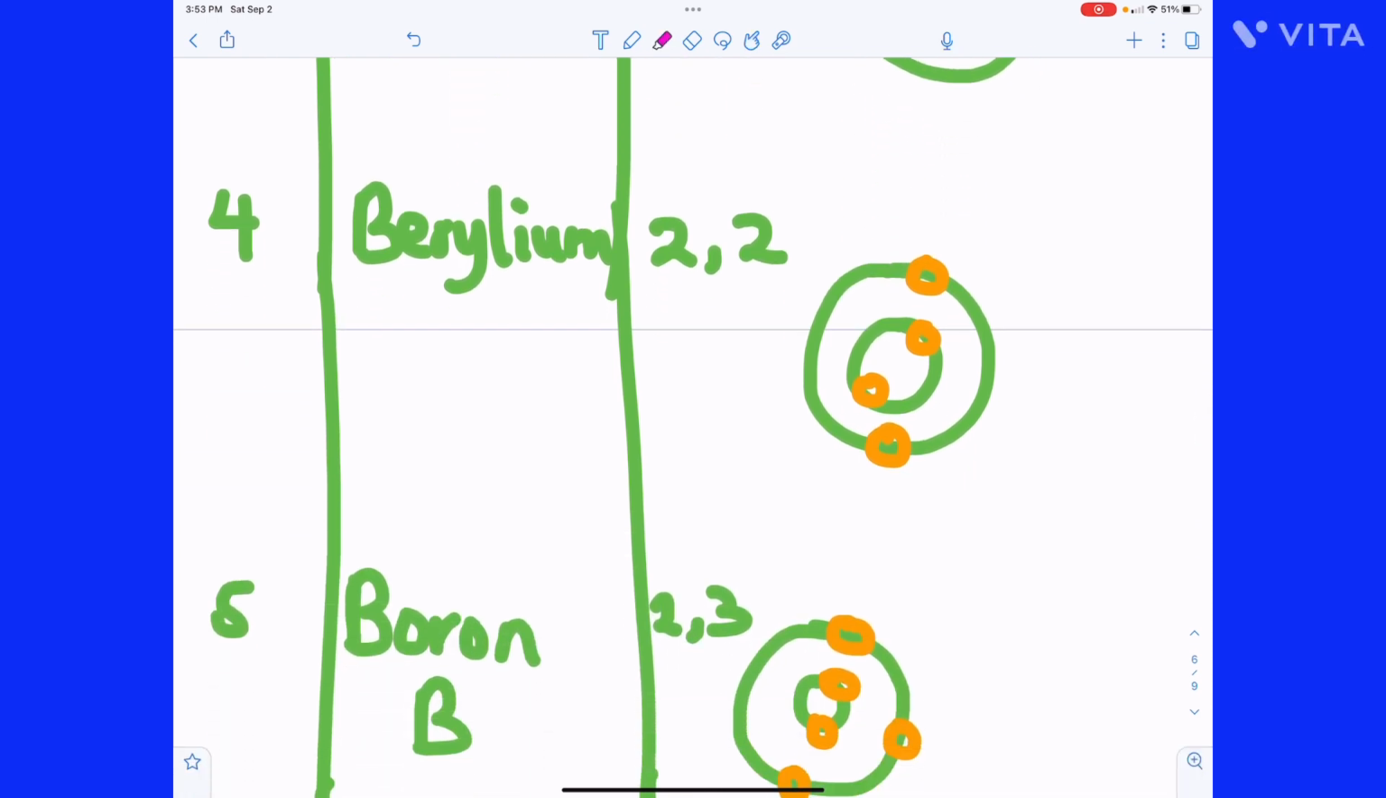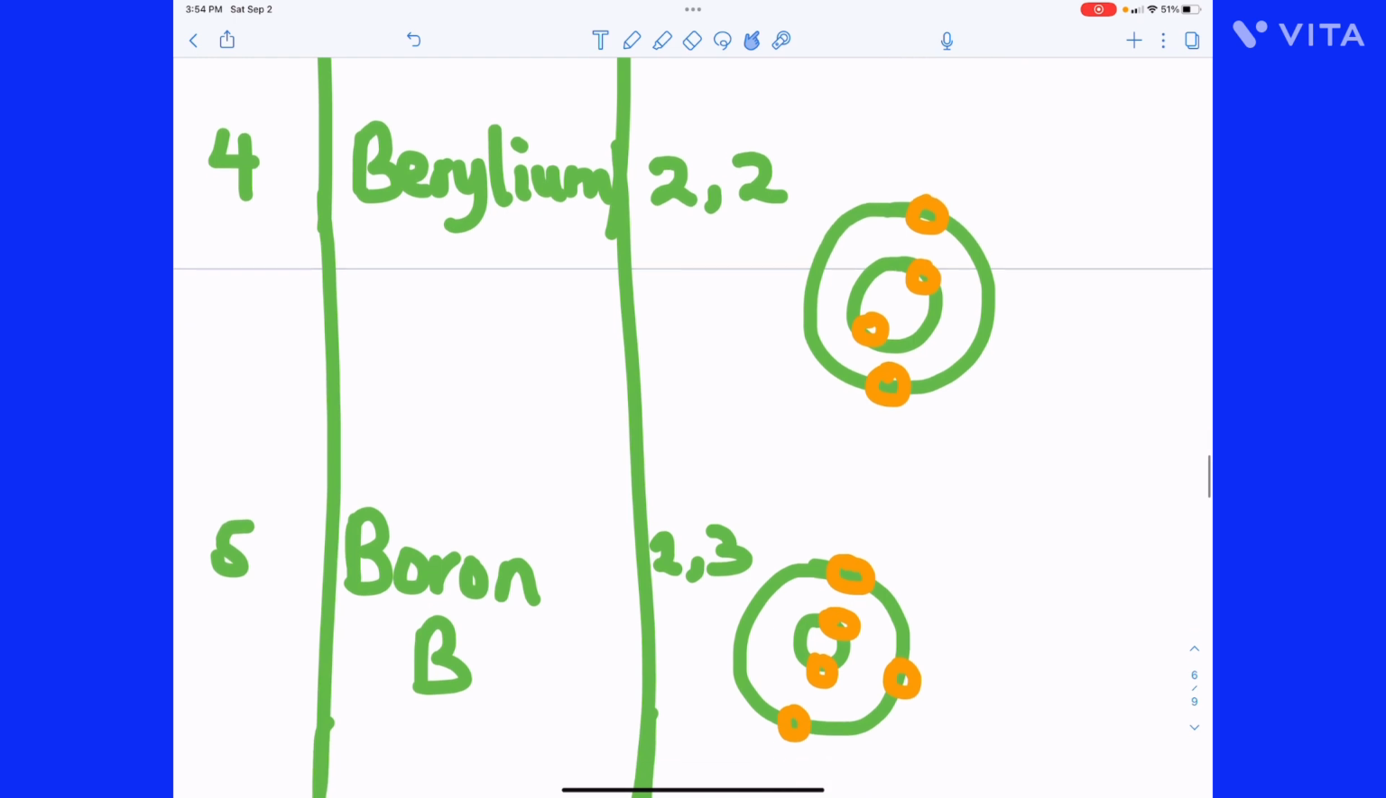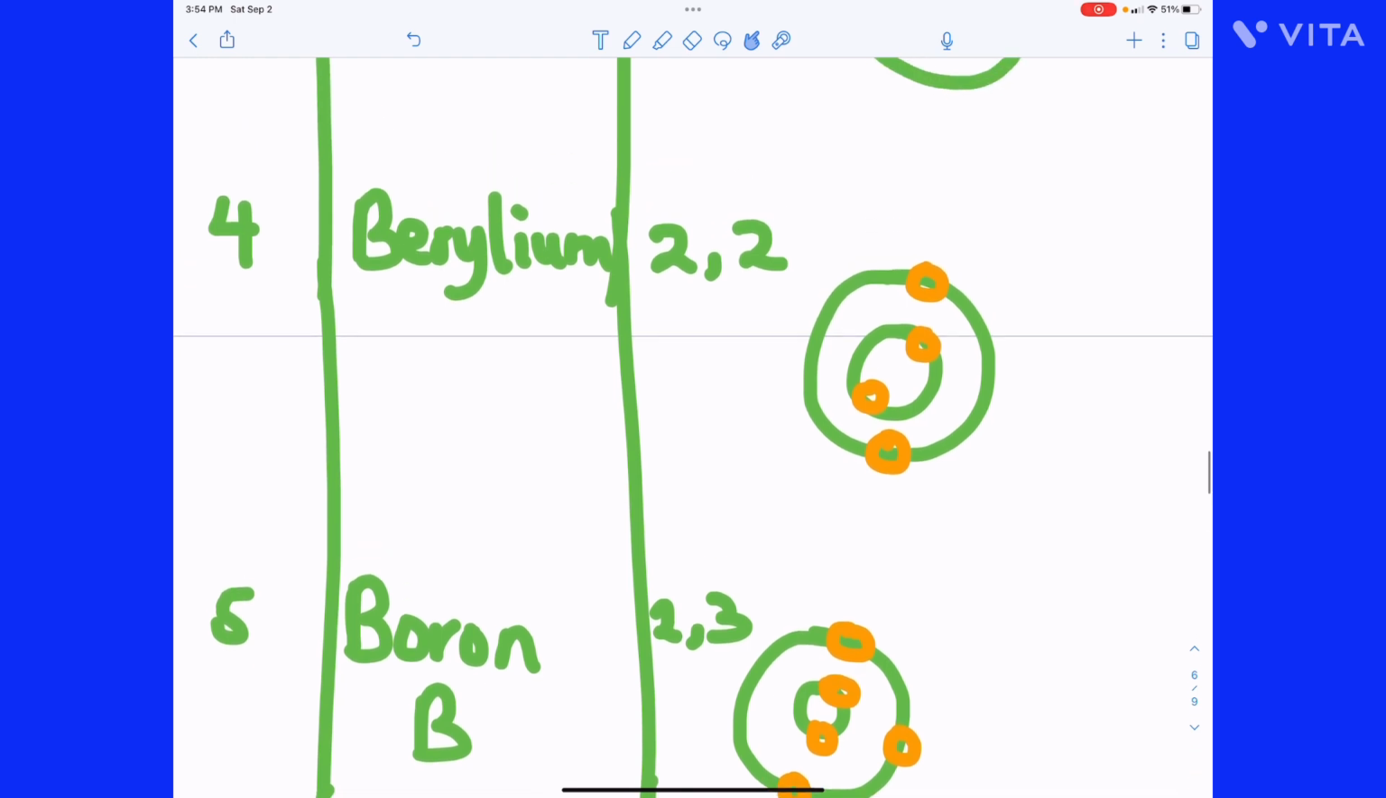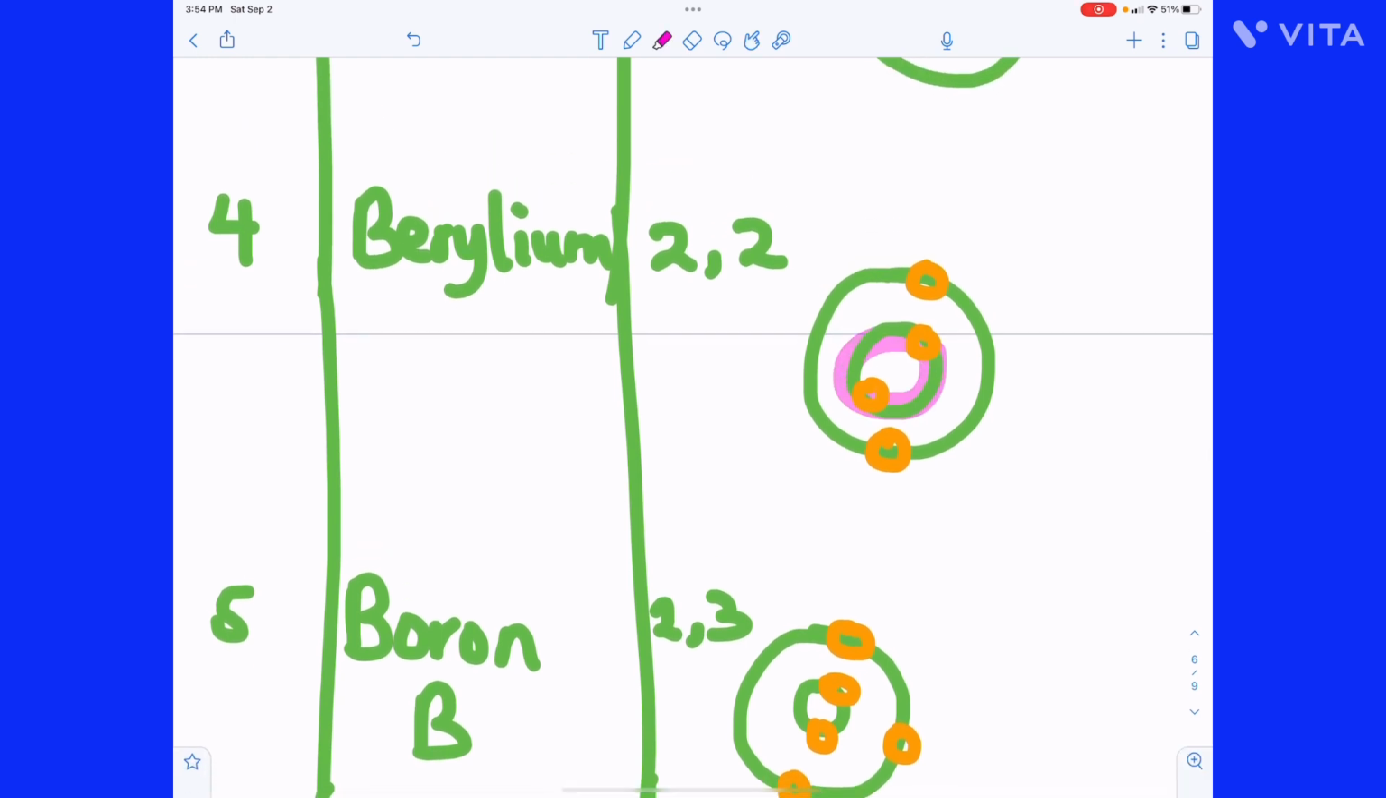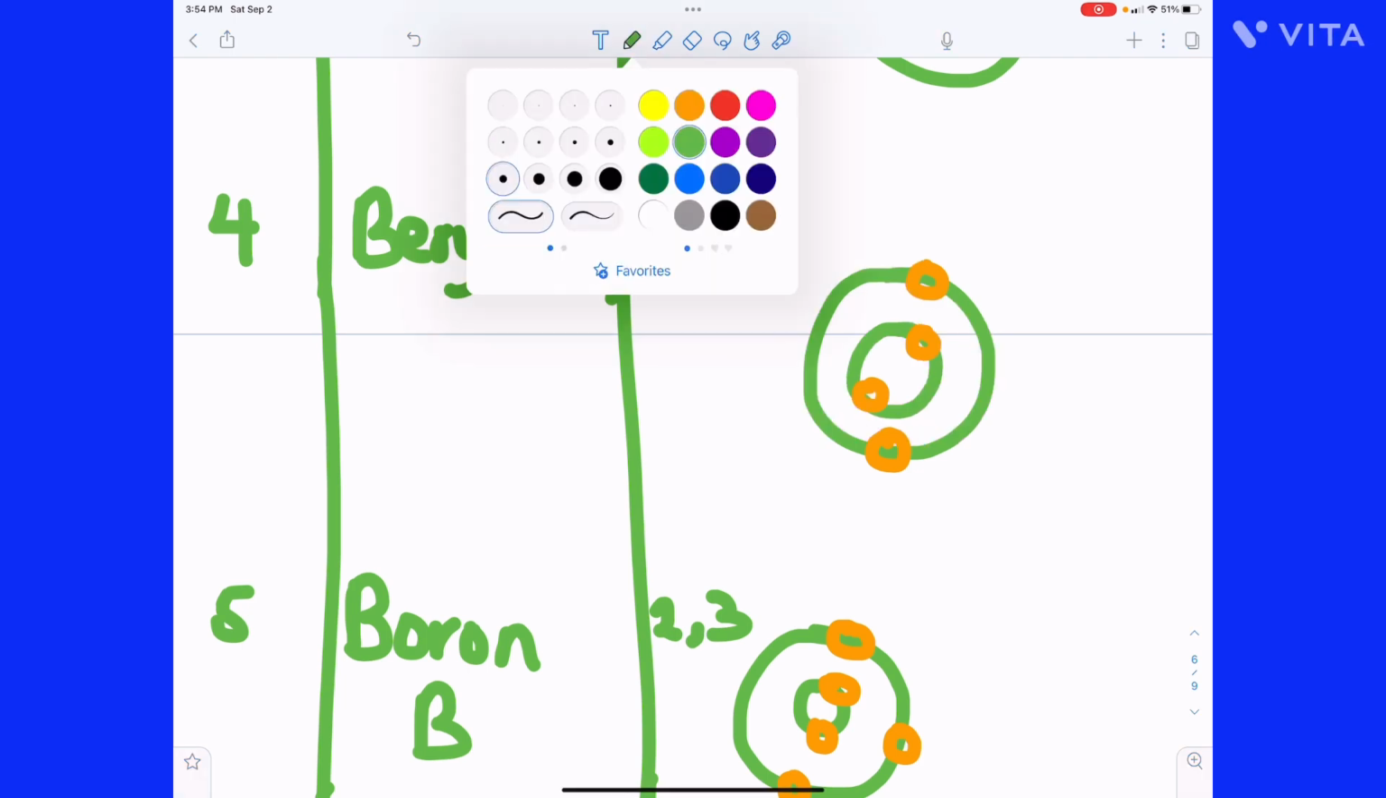Beryllium, an atom of beryllium has 4 protons in it, and 4 electrons in it. So with 4 electrons, the first shell will take 2, the second shell will also take 2. So that's 2, 2. These shells, other than using numbers, you can also represent the shells with letters.